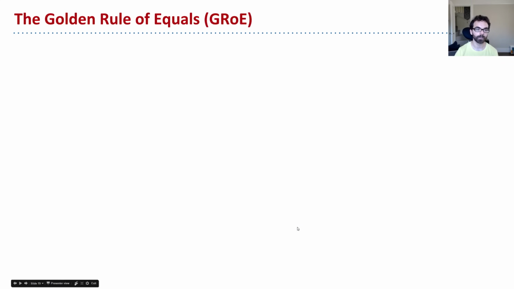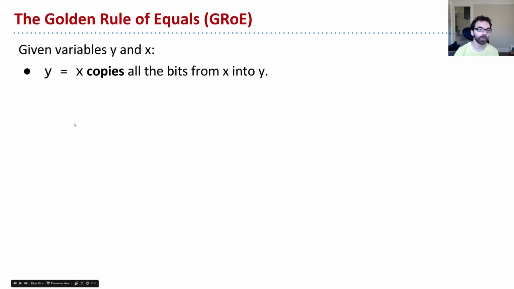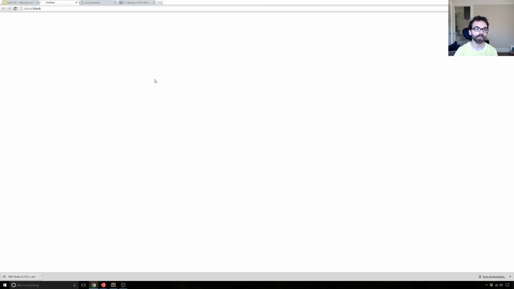Okay, so now that we know about bits, I'm now ready to tell you why the mystery of the walrus resolves the way it does. And that's because it follows what I'm going to call the golden rule of equals. Okay? So given 2 variables, y and x, when I say y equals x, I'm just taking all the bits in x and copying them into y. Okay? So let's look at this in action.